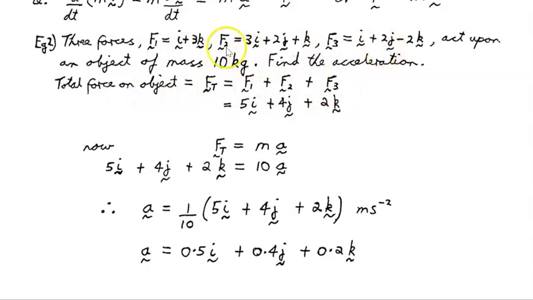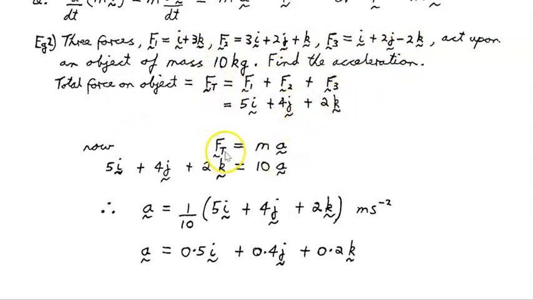When we add all those together, we add the i components together, so 1 plus 3 is 4, plus 1 is 5 in the i direction. In the j direction, 2 plus 2 is 4. In the k direction, 3 plus 1 is 4, minus 2 is 2. So there's our force vector.